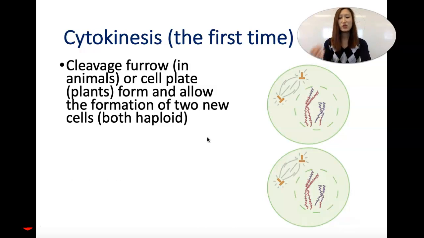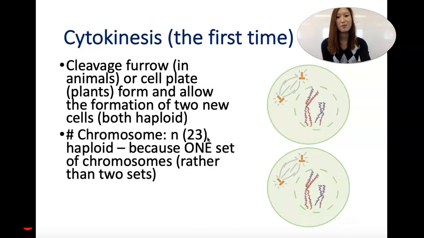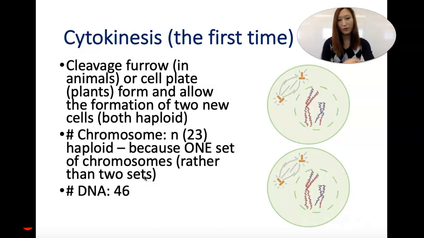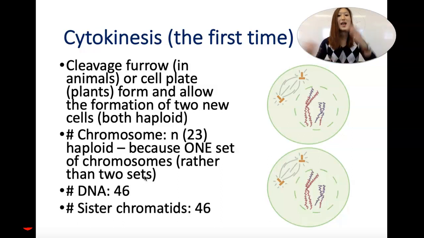Moving on. So cytokinesis, we are changing chromosome number now. Number of chromosomes now is 1 set. We went from diploid to haploid because we're splitting out the pairs. We went from 23 pairs to only 23, haploid, because it's one set of chromosomes. You only have one set of chromosomes now rather than 2 sets. But now you have 46 DNA, right? Because you cut the DNA number by half as well. And you cut the sister chromatid number by half as well. You cut everything by half.